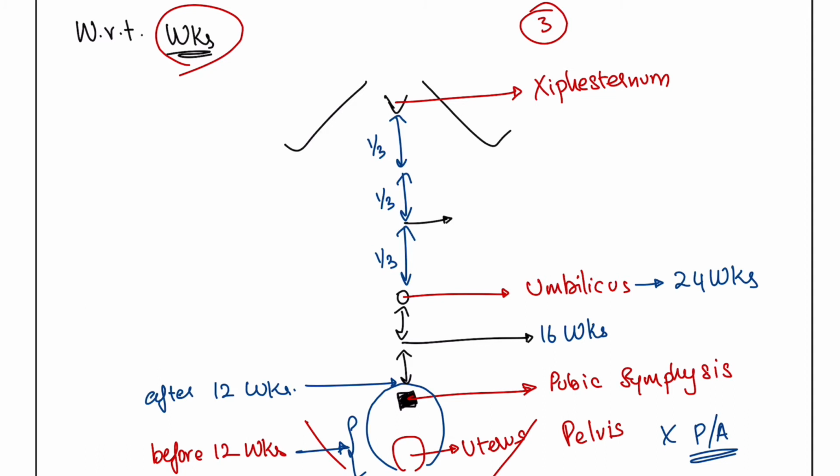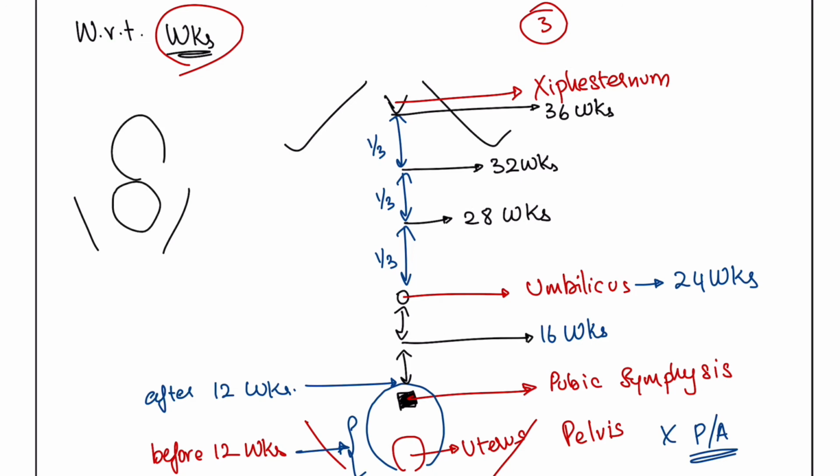First 1/3, that is 1/3 from the umbilicus and 2/3 from the xiphisternum, will be around 28 weeks. 2/3 from the umbilicus and 1/3 from the xiphisternum will be around 32 weeks. And right below the xiphisternum will be 36 weeks. But what happens after 36 weeks? The fetus's head starts getting engaged into the pelvis. If it's getting engaged, again the fundal height is going to decrease. It will then be at the 32 weeks level, which corresponds to term. Term means the baby is going to be delivered soon.